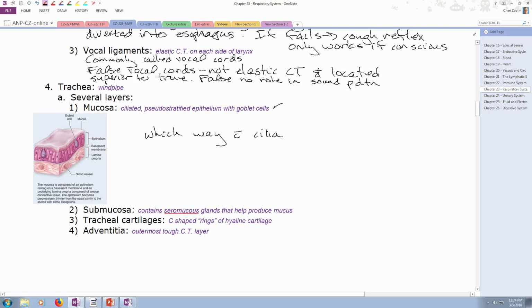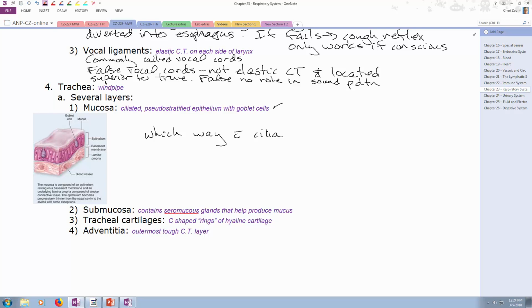Which way with the cilia? Superior or inferior? It beats superiorly, because if it beat inferiorly, remember the cilia is going to be moving things down. Well, what's down there? Lungs. And do we want to send a bunch of crud on down into the lung tissue itself? We do not. Our cilia beats superiorly.